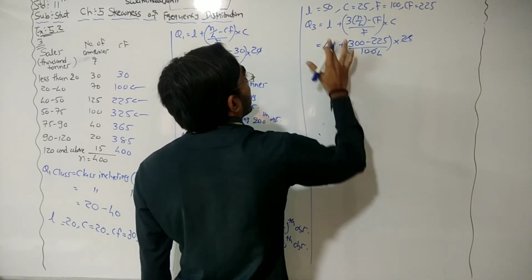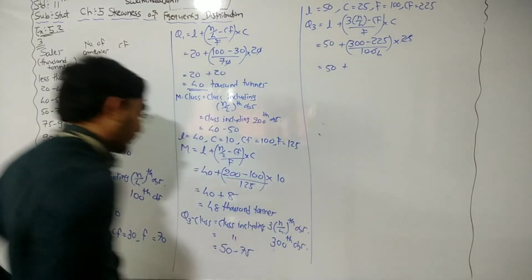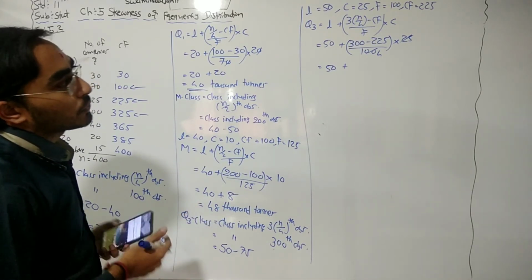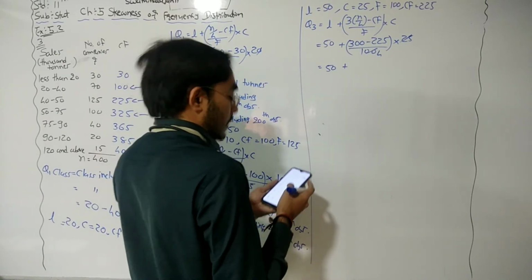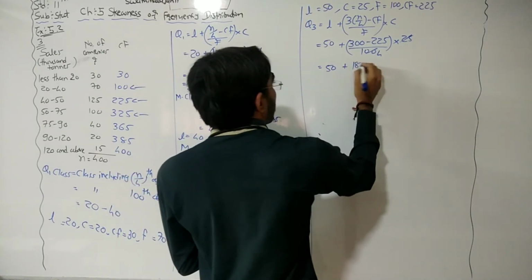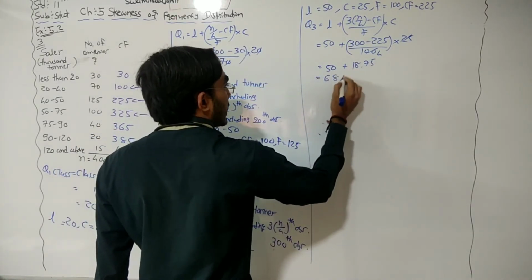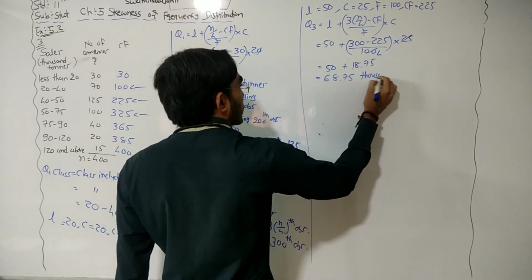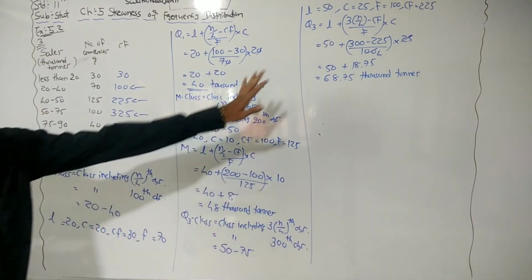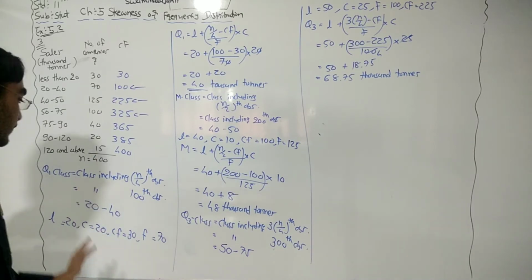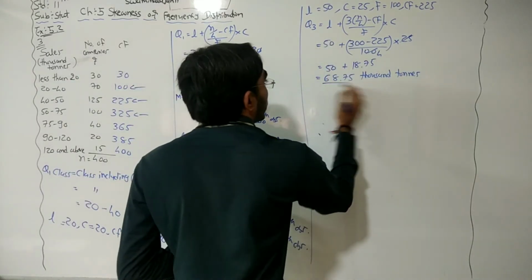So 25 4s. Now 40 plus, sorry, here our lower limit L is equal to 50, right? So 50 plus, now 300 minus 2 to 5, it is 75, right? So 75 divided by 4, it is 18.75. So 50 plus 18.75 is 68.75 thousand tons. Okay, 68.75 thousand tons. So here our Q1 is 40, median M is 48 and Q3 is 68.75.